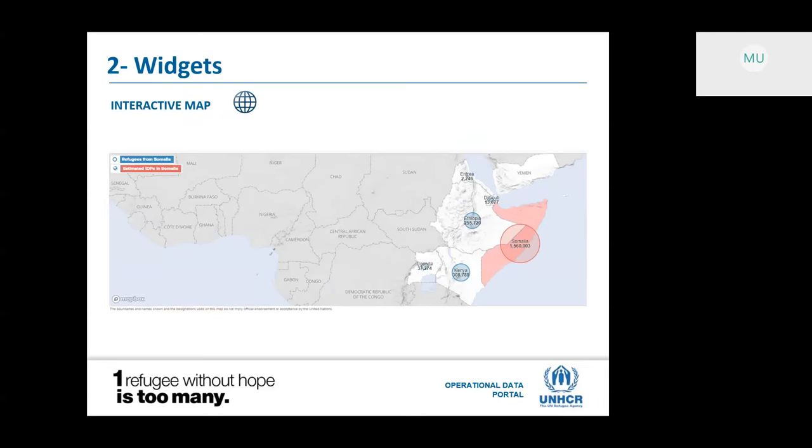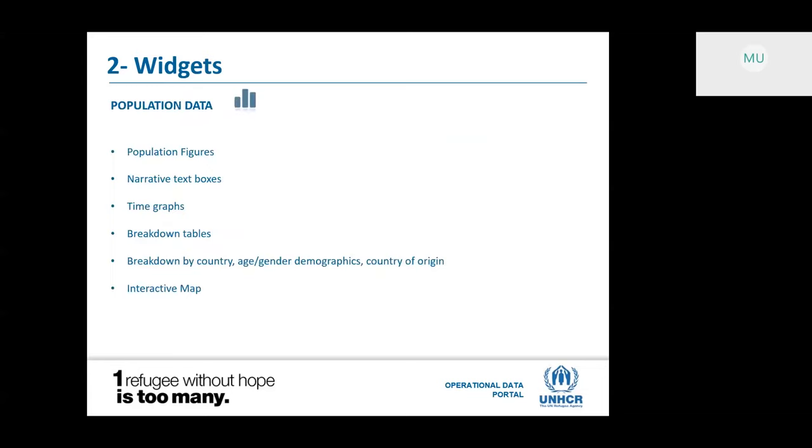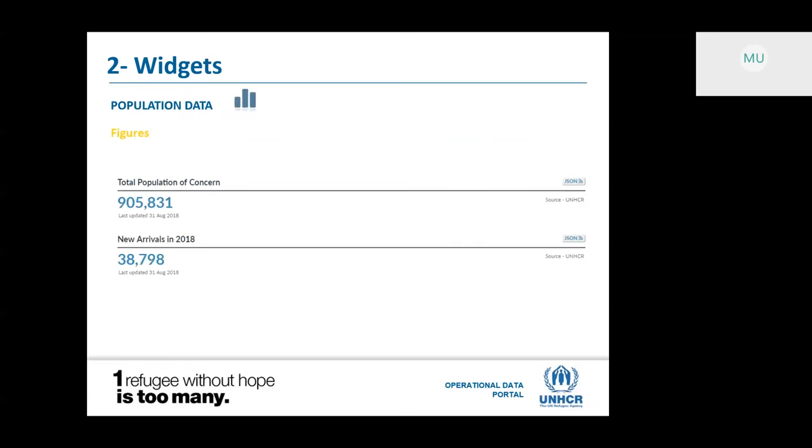Interactive map is mostly displayed on each page of the operational data portal and is usually a significant widget, which means that it is located either in the header or somewhere on top of the page. So the map displays population data, but that is not the only widget that we have for this specific purpose. We have population figures, narrative text boxes that usually support this function. We have time graphs, breakdown tables, we have a breakdown by country, we have an age and gender graph, and we have country of origin tables, and also the map, as I mentioned before. How do these look?